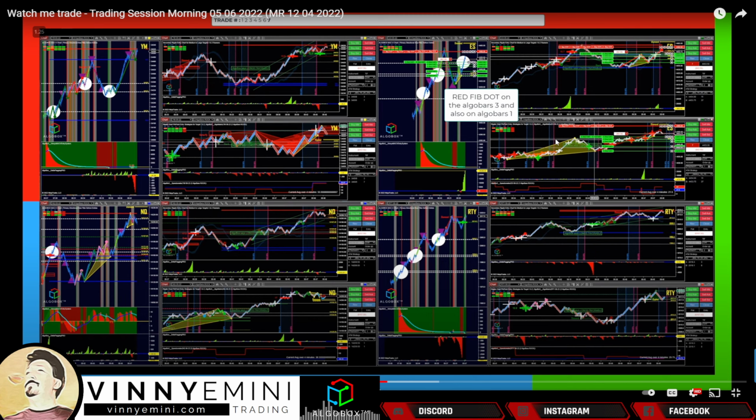I do like that, but again, this is on the ones, so the ones is the least important time frame for those. I'm tempted to kind of just have people pull those off of the ones. But what is he saying? Red fib dot on the AlgoBar 3s and also on AlgoBar 1s. Okay, this is a dot by itself. Technically this is a king dot, so that's good. But again, it's not a headshot, it's not a double dot, it's not a PRZ, HMD, there's a lot of things. A little bit nervous about this play.